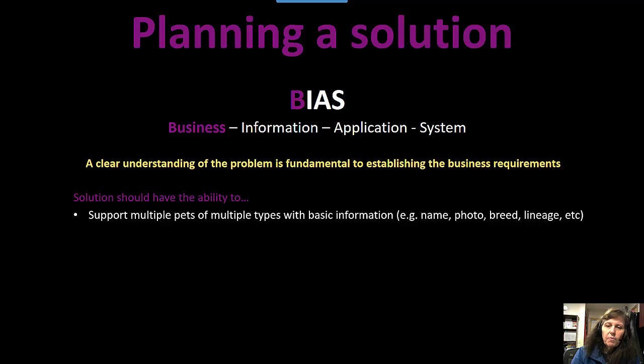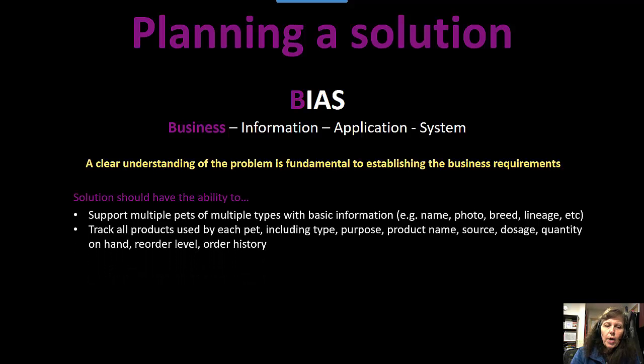And we want to be able to capture basic information like a name, a photo, what breed, perhaps parentage if it's a registered animal. We want to be able to track what products are being used by each pet. Mine have supplements that they take. I have one on medicines. They have a particular type of food they use, and obviously you don't want to change a dog's food dramatically without doing it gradually. So what type of food, what type of products, what's the purpose, what's the name, where do you get it? If it's something with a dosage or a quantity that you need, how much do you feed them, how much medicine do you give them, how much do you have on hand, and at what point should you reorder, and what has been the order history.